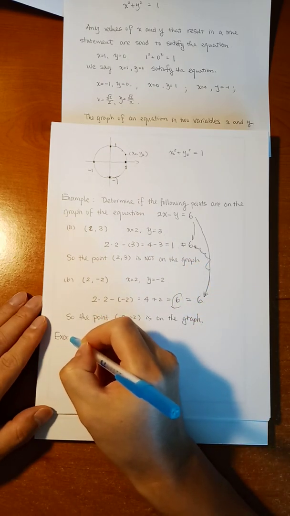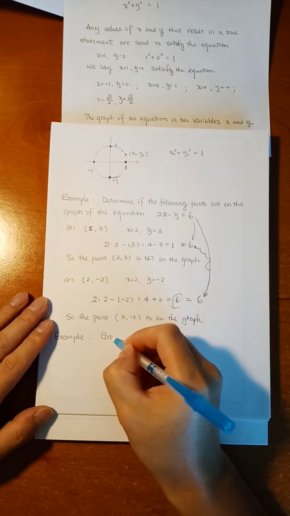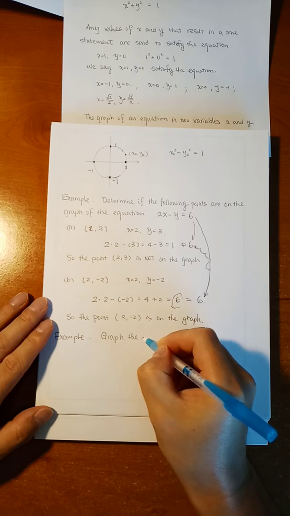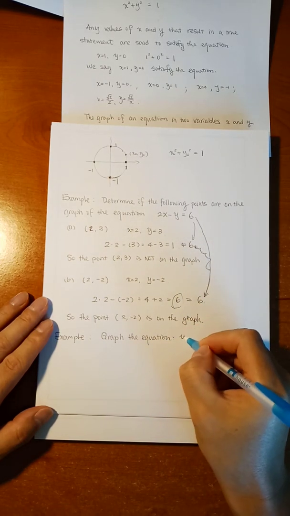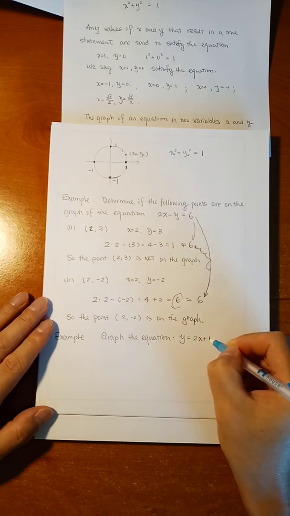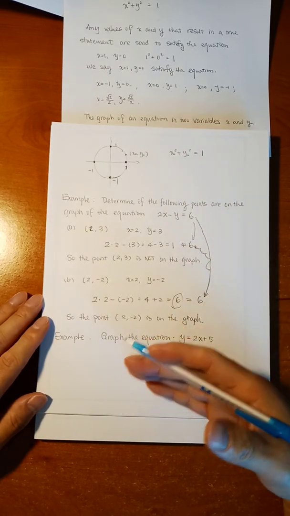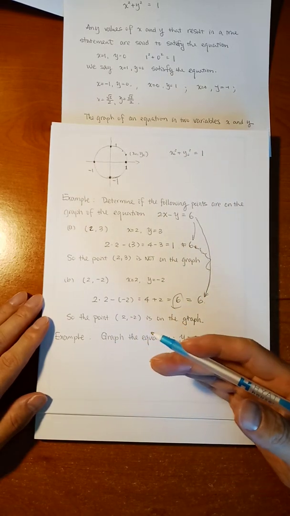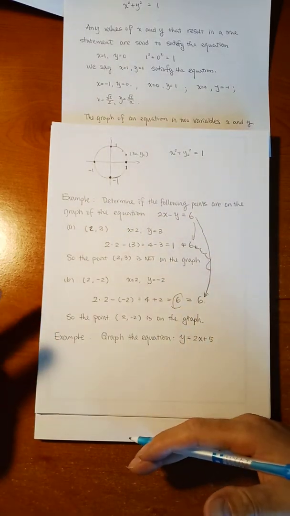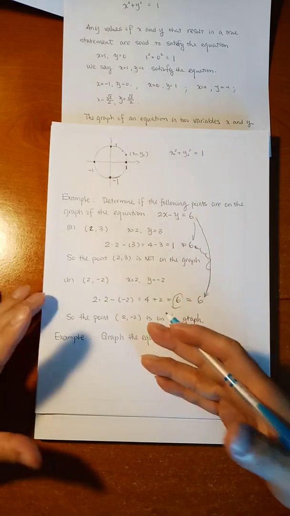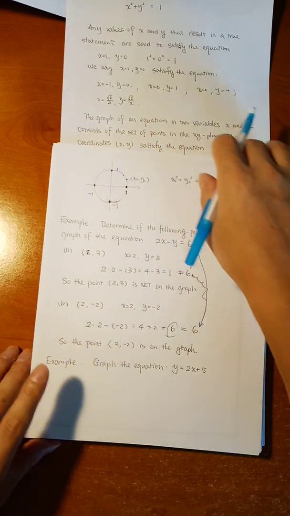And second, let's try to graph some simple equation. Graph the equation y is equal to 2x plus 5. How do we graph the equation? We just try to find all possible pairs of x and y satisfying the equation. Try to find as many as you can. And after certain examples, we want to determine the pattern behind those samples.